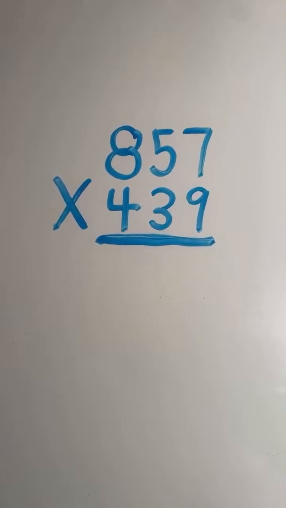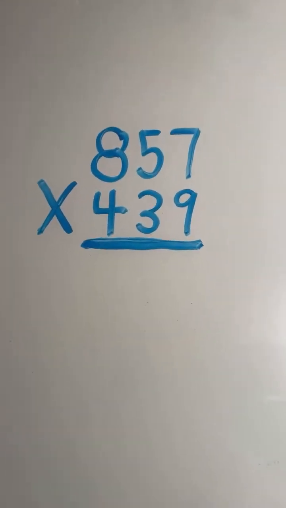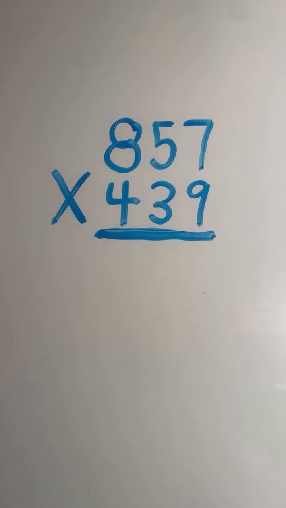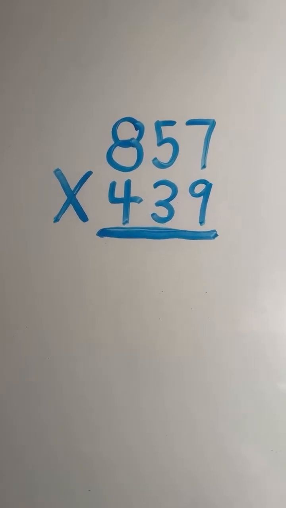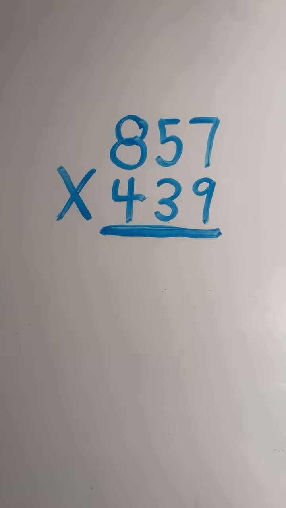All my future content. So this video is going to be a review of 3-digit by 3-digit multiplication. Our first example problem is 857 times 439. I'm going to go through step by step how to solve that problem.